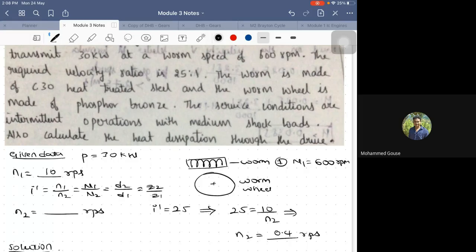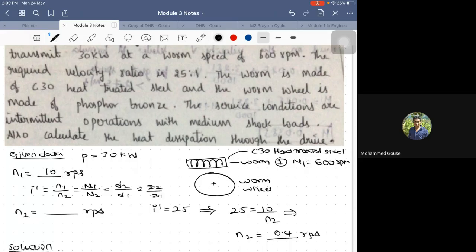Yes. Shall we start the solution? Anything else is given? Let us see. The worm is made up of C40 heat-treated steel. So worm gear material he has specified as C30. Sorry, C30 heat-treated steel.